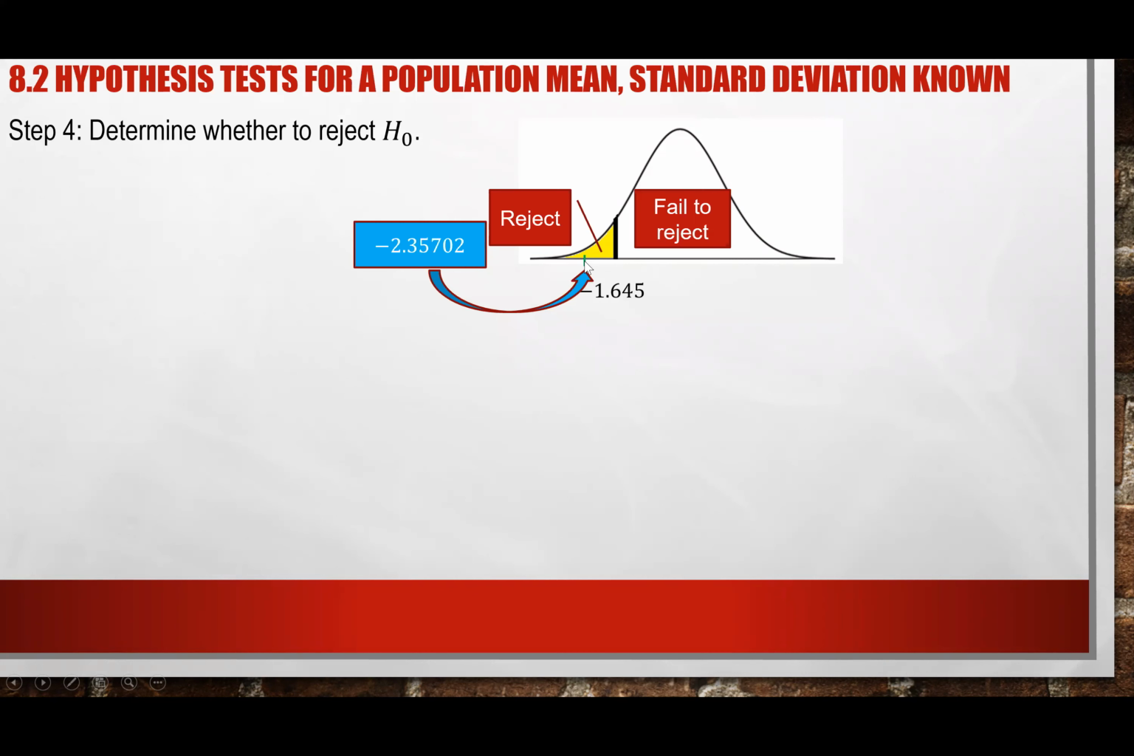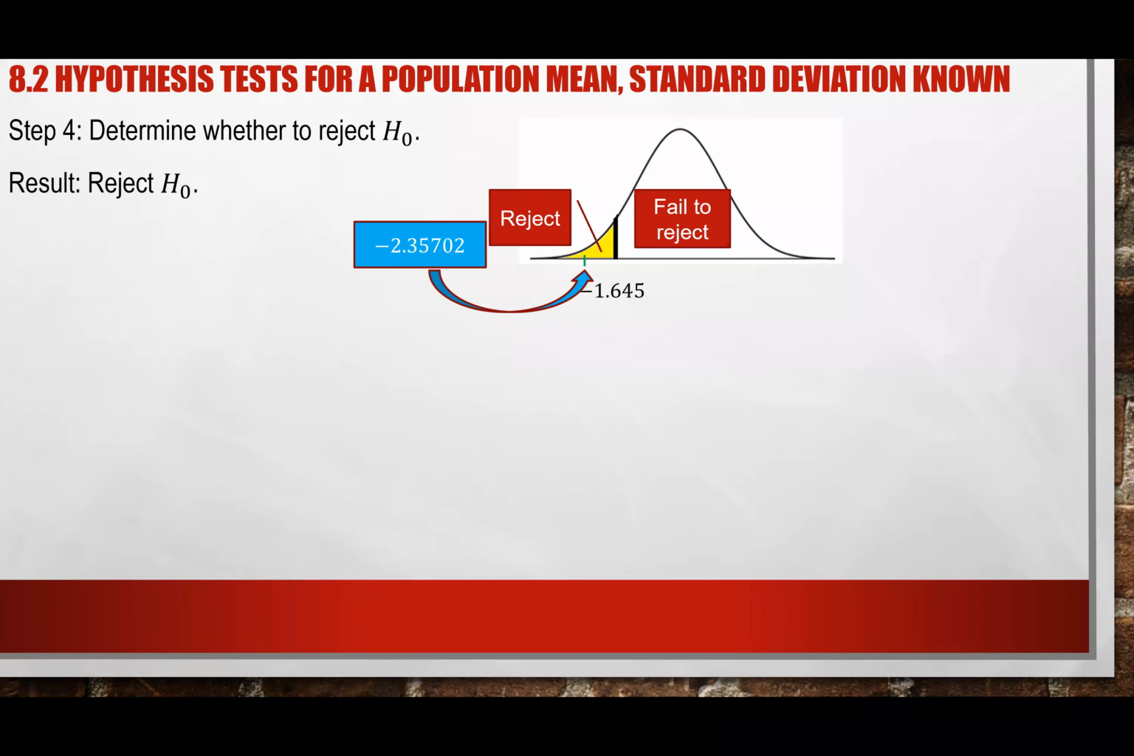Do you agree that this falls under what kind of region we have? This falls under the reject region. And if it's under the reject region, we will reject the H sub 0. So that's your result in step 4. Before you can do step 4, you need to know step 2 and step 3, right? We need to know the boundary, we need to know the region, and then we need to know where our actual data, our Z, falls.